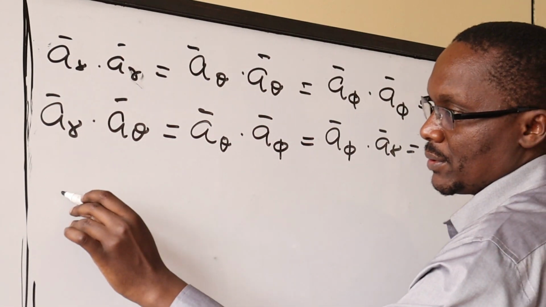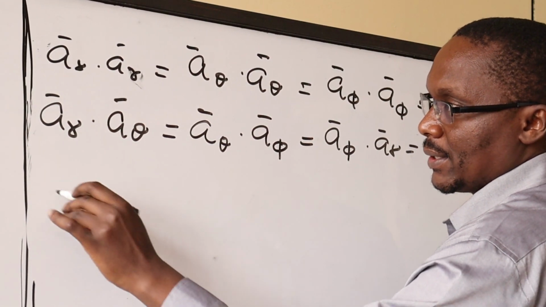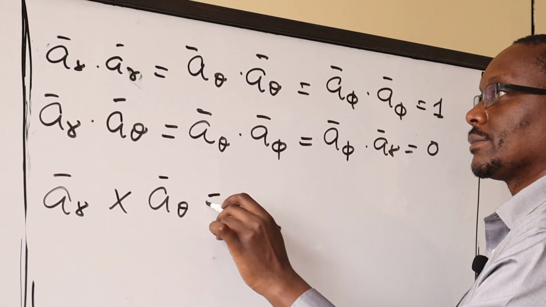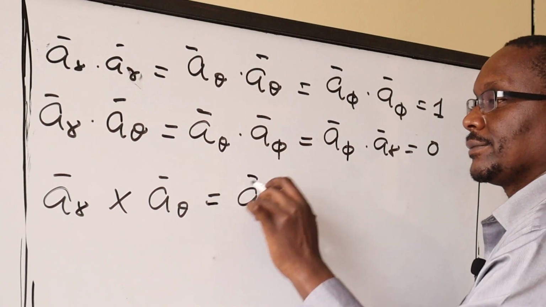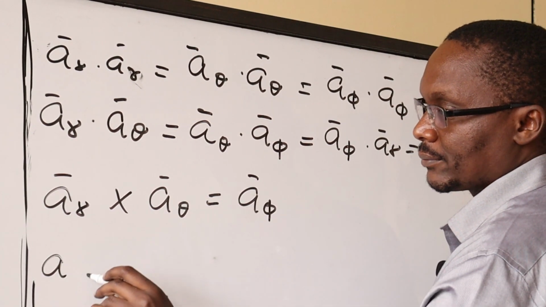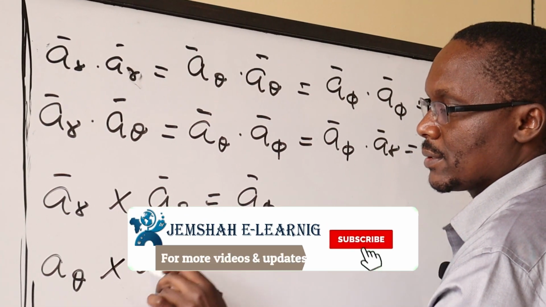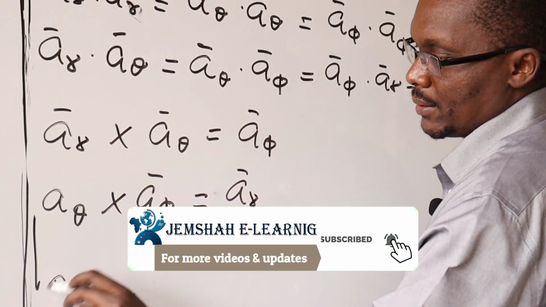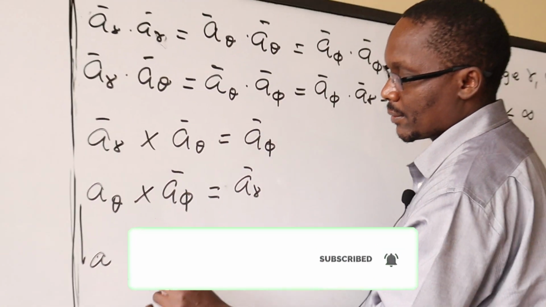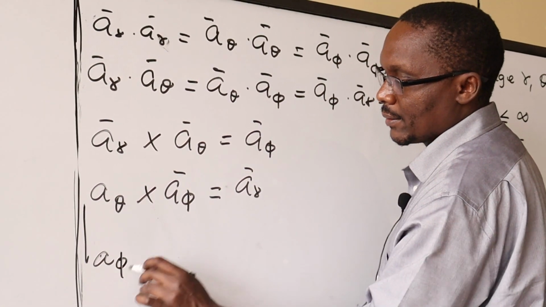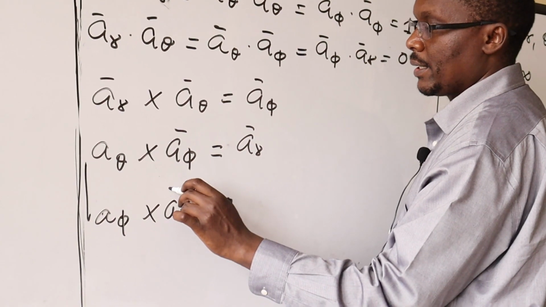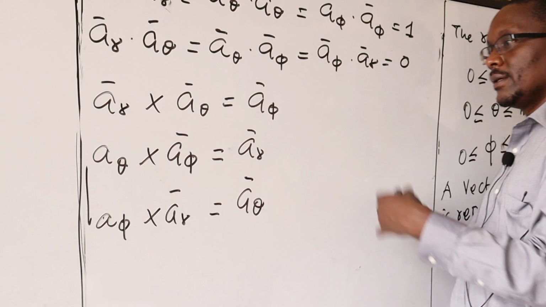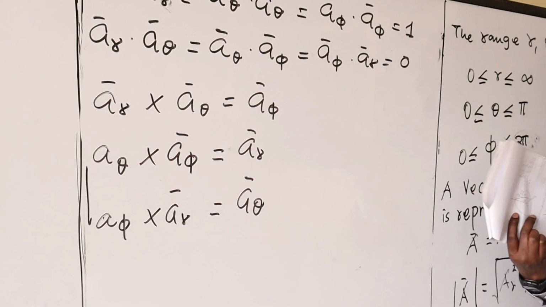Still, if we do a cross product rule, we can say that AR cross A theta is equal to A phi. A theta cross A phi is the same as AR. A phi cross AR will be the same as A theta. You can still also apply the cyclic permutation method for the two.